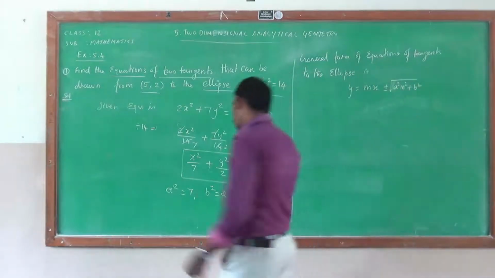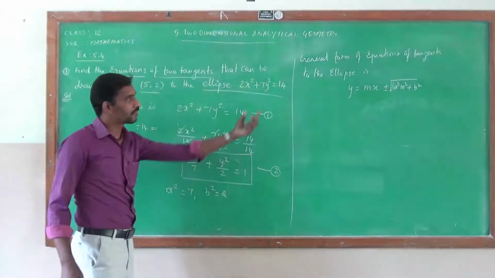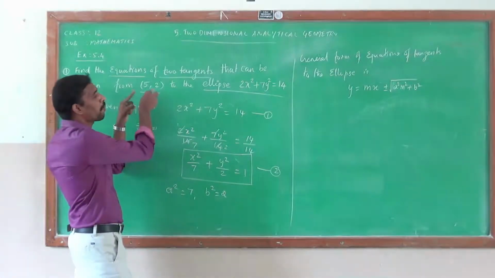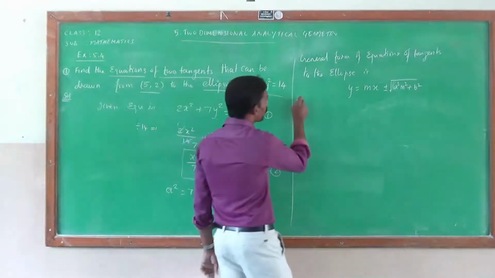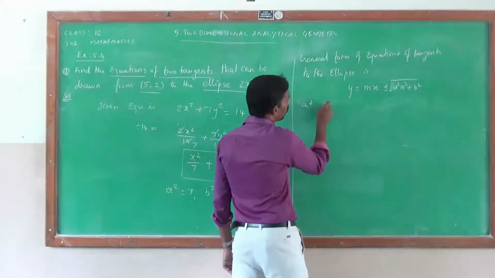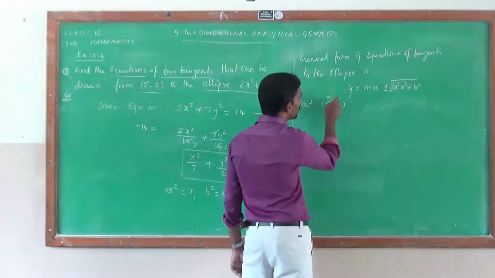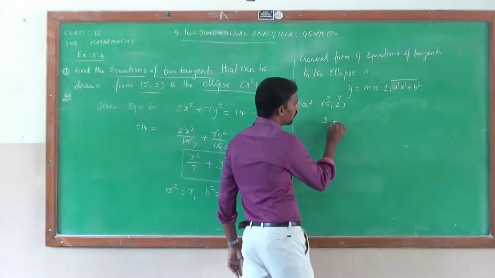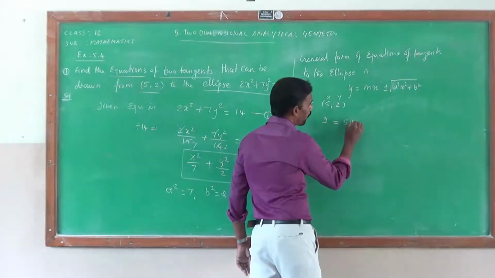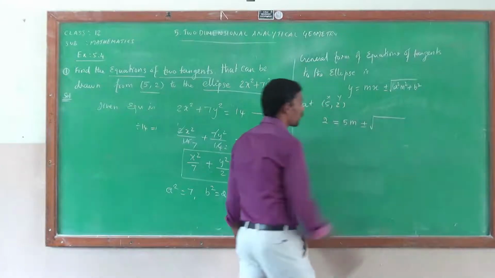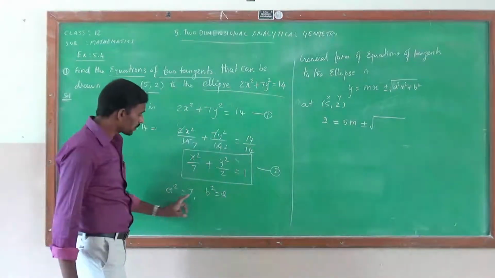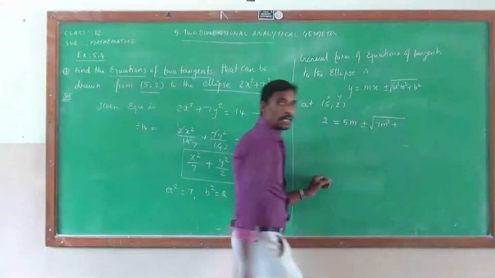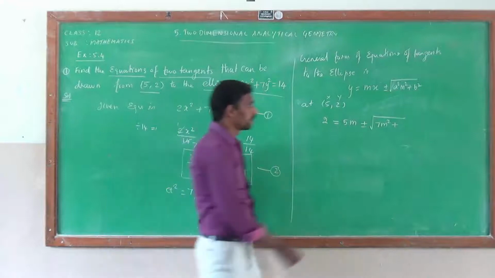Now we know the values of a square and b square, so we substitute them. The point is also given, 5, 2, so we substitute the point also. At 5, 2, we assign x as 5 and y as 2. It will come 2 is equal to 5m plus or minus square root of 7m square plus 2, where a square is 7 and b square is 2.